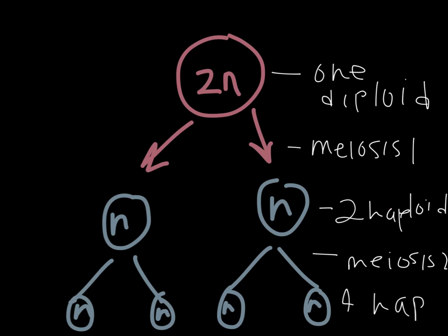In meiosis, one diploid nucleus, in which each chromosome consists of two chromatids, divides twice to produce four haploid nuclei, in which each chromosome consists of one chromatid.